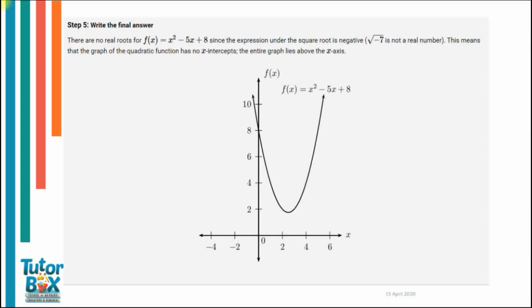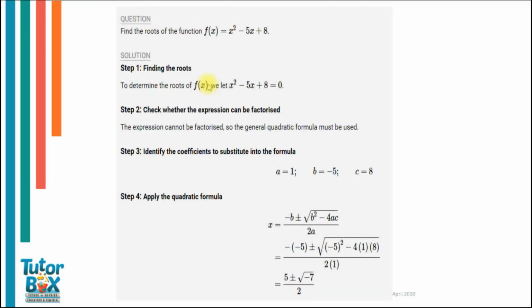I wanted to show you guys in a graph how it would look. It says write the final answer. So there are no real roots for this. Let's go back. Notice here, we have 5 plus or minus the square root of minus 7 divided by 2.